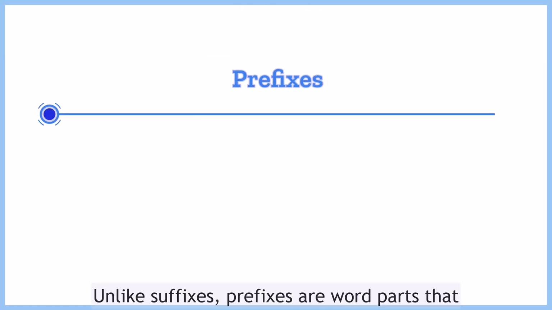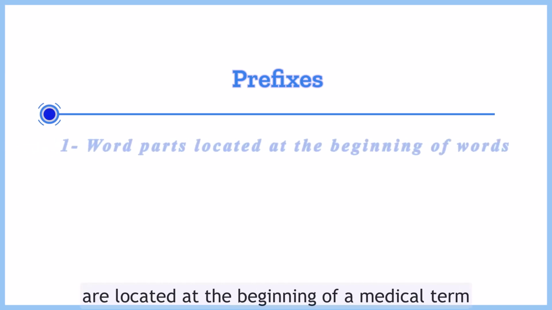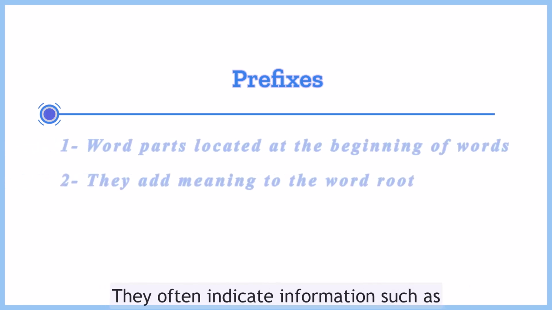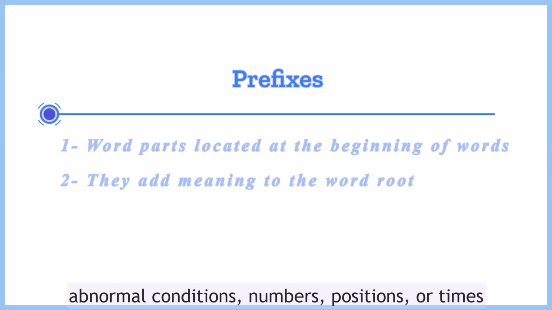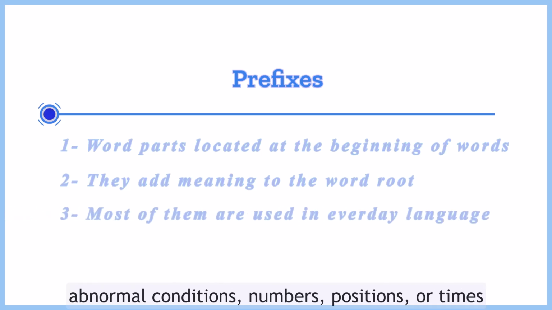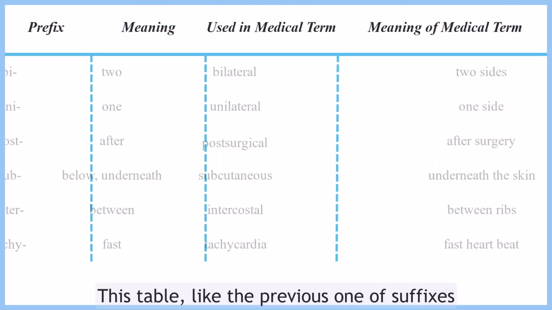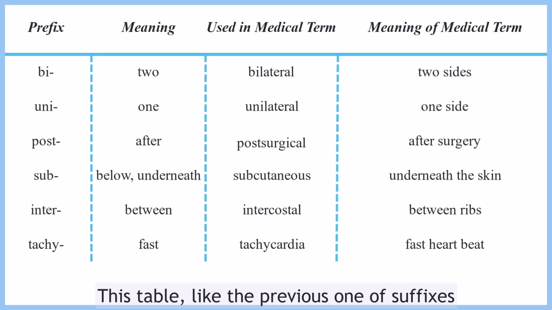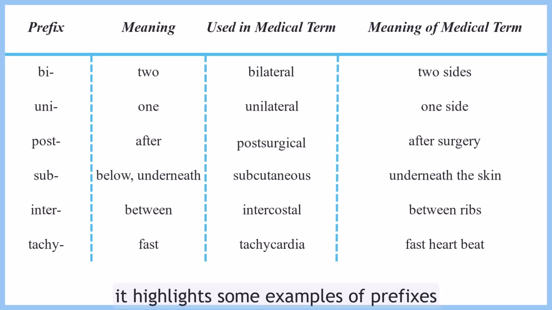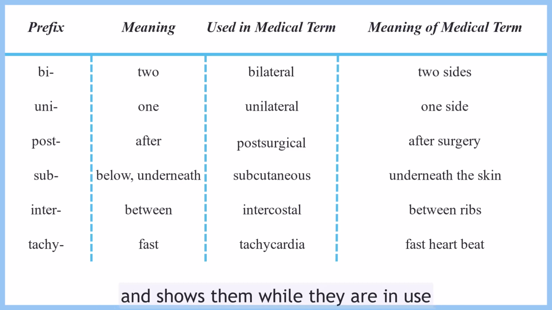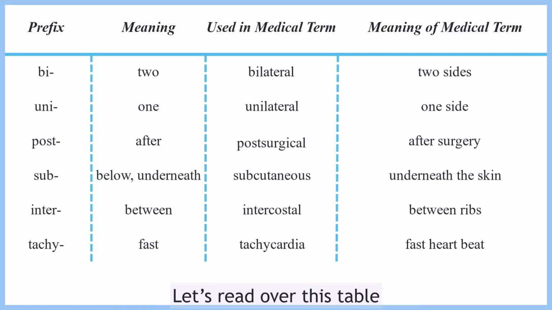Unlike suffixes, prefixes are word parts that are located at the beginning of a medical term. They often indicate information such as abnormal conditions, numbers, positions, or times. And most of them are used in everyday language. This table, like the previous one of suffixes, highlights some examples of prefixes and shows them while they are in use. Let's read over this table.